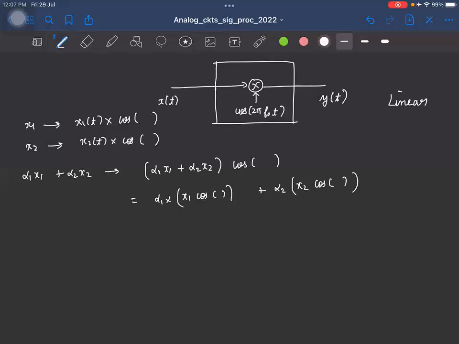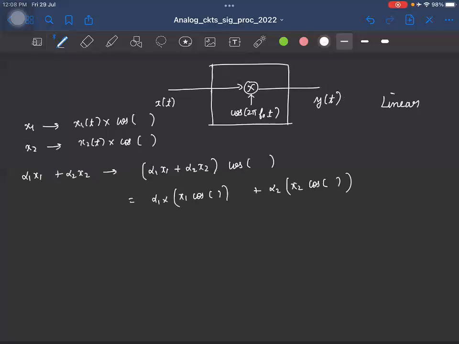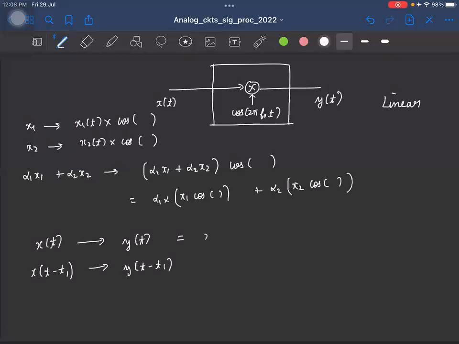Okay, let's look at it. So what does time invariance mean? If I give an input x of t, and if that produces an output y of t, if I delay the input by, say, t1, the output must also be delayed by t1, right? So if I give an input x of t, what is the output I get? I'll have x of t times cos 2 pi f naught t. Okay. Now if I give an input x of t minus t1, what will be the output?